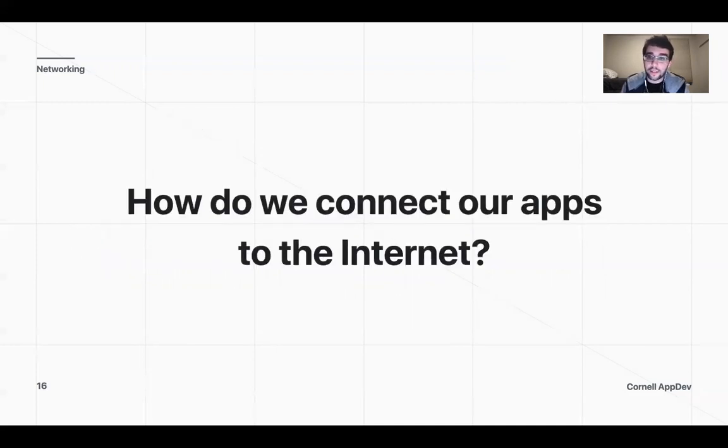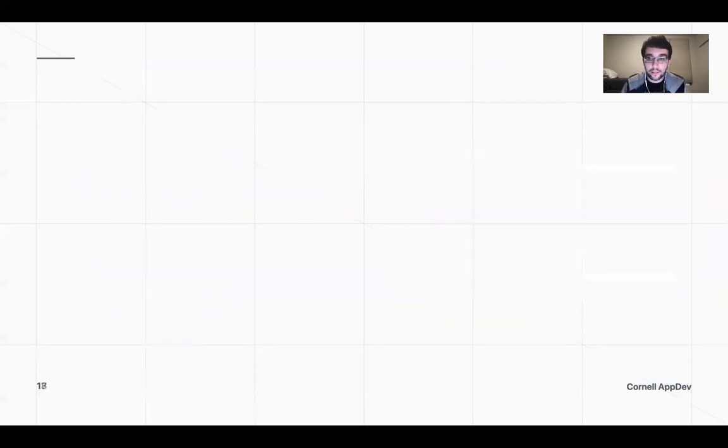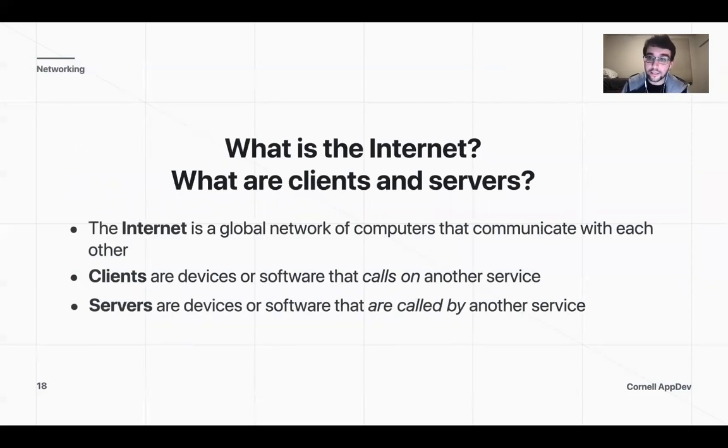So first off, how do we connect our apps to the internet? And that's actually through HTTP requests. So basically, with HTTP requests, you can communicate with clients to servers through the internet. And what exactly does that mean? Well, let's get some formal definitions. The internet is just a network of computers that communicate with one another.